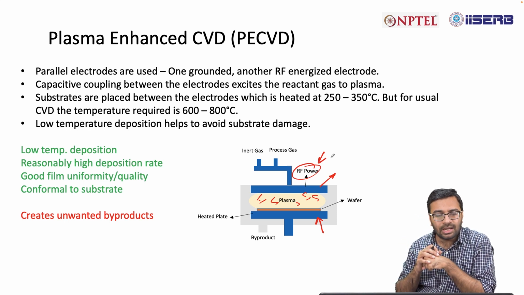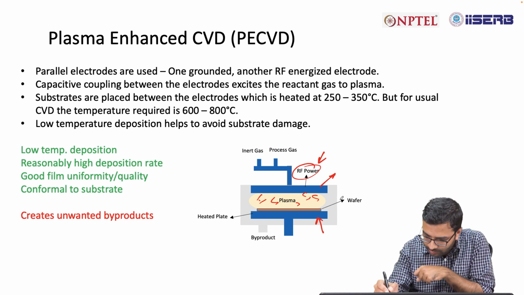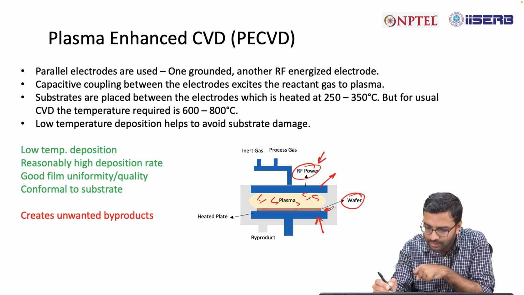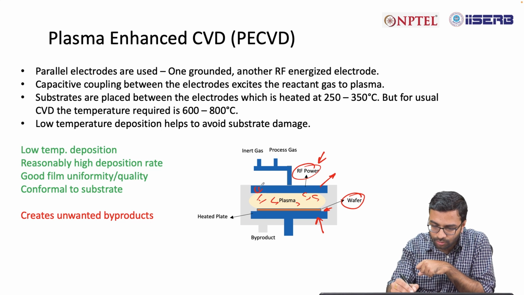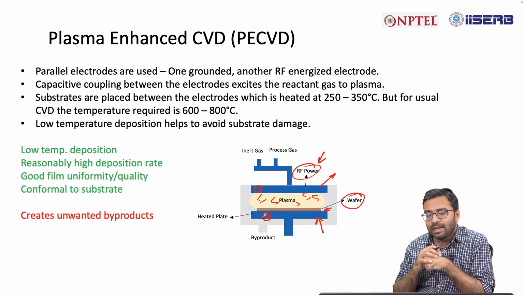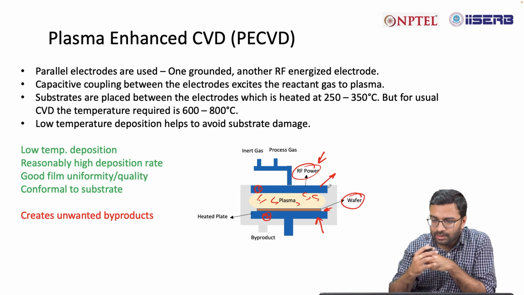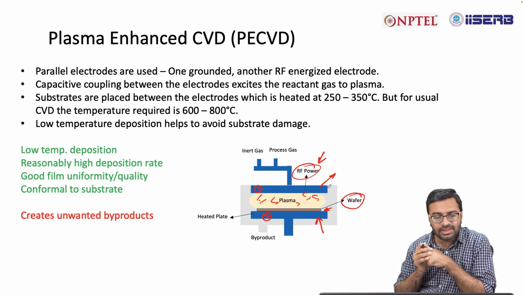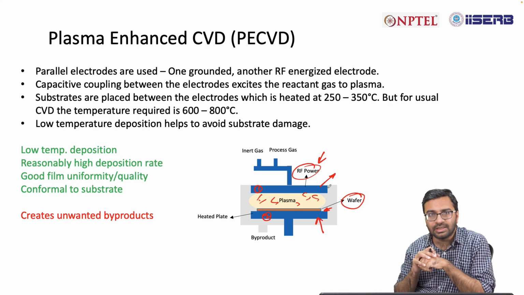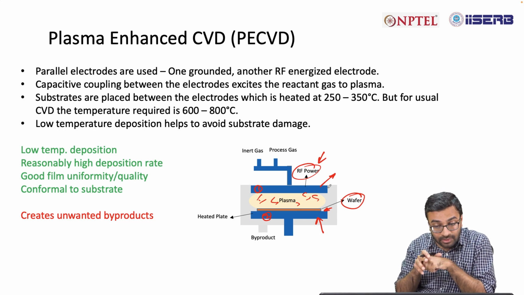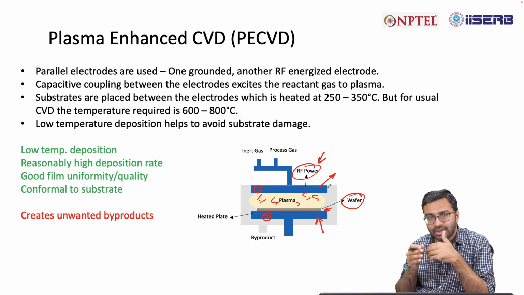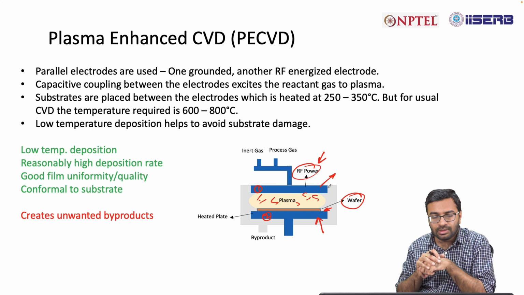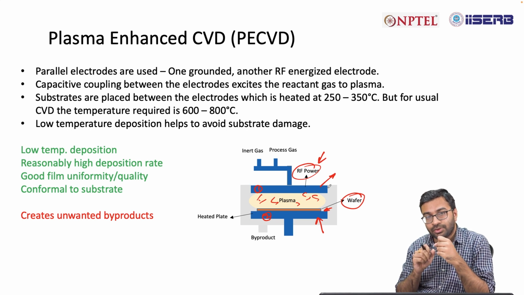Now, substrates are placed between the electrodes, and we heat the substrate to 250 to 350 degree centigrade. Here this wafer is the substrate and it is placed in between electrode 1 and 2, and then there is plasma in between the electrodes. But usually the CVD temperature required is 600 to 800 degree centigrade. But in case of this plasma enhanced CVD, the temperature can be a bit lower. Okay, so it's like a low temperature deposition that helps to avoid substrate damage.